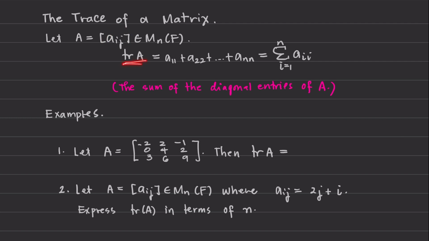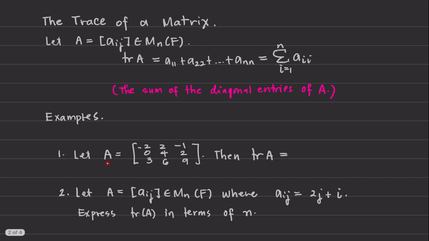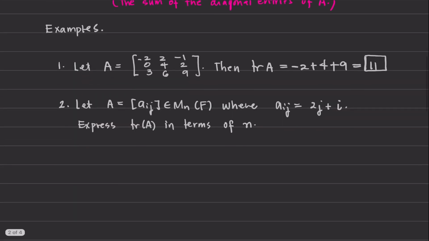So, ang trace of A, we denote it using this symbol, is just the sum of the diagonal entries of A. So, that is A11 plus A22 plus ANN. Or in more compact form, naka-summation notation. So, some examples, if we let A to be this 3 by 3 matrix, then its trace is the sum of the diagonal entries, which is negative 2 plus 4 plus 9, which is 11. So, number lang iyang trace or an element of your field.